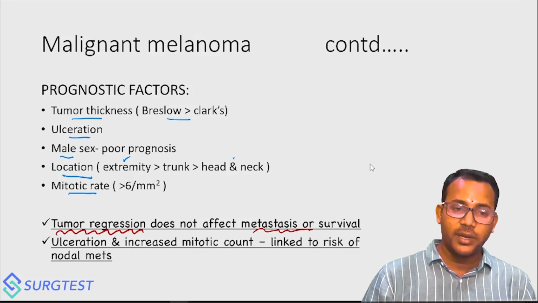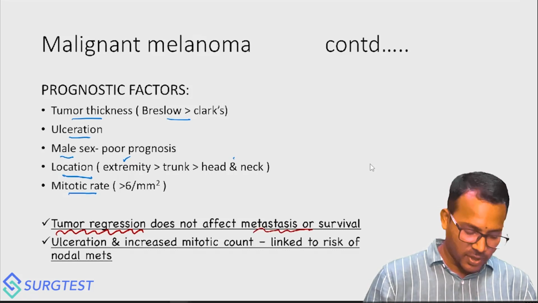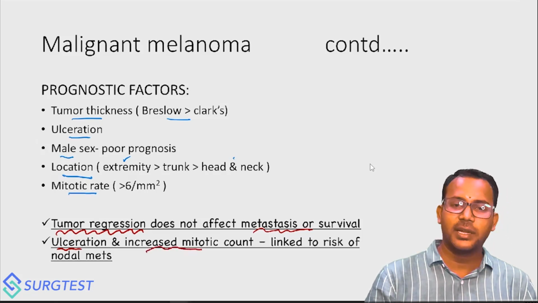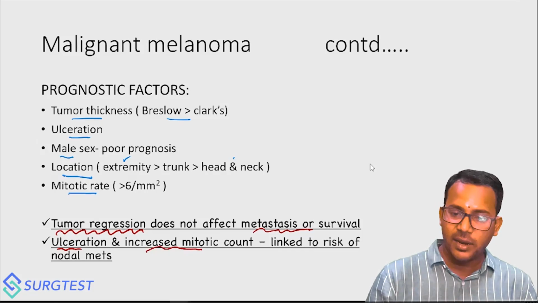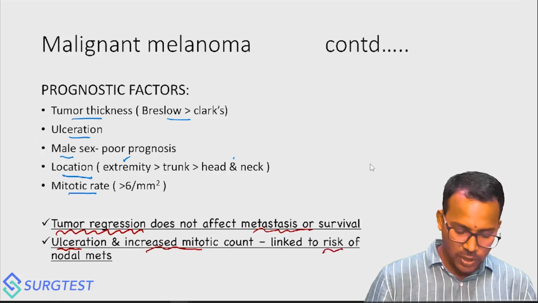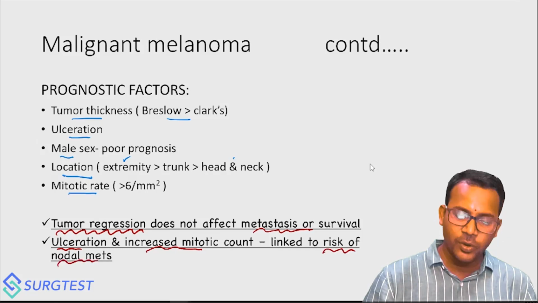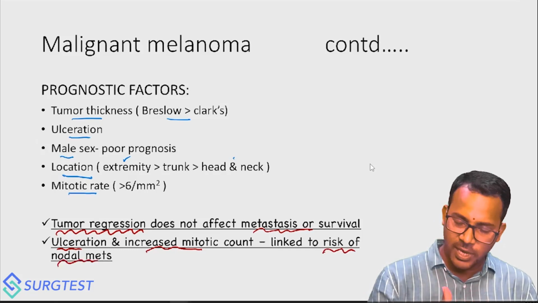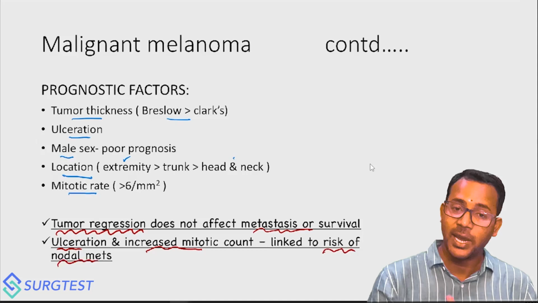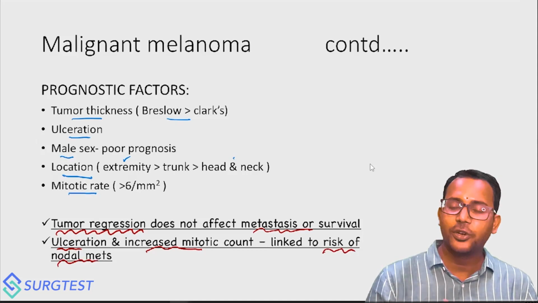Another important point to remember is regarding ulceration. Ulceration and increased mitotic rates are considered poor prognostic factors, and they are linked to the risk of nodal metastasis. So though they are poor prognostic factors by themselves, they also add on, because they are linked to the risk of nodal metastasis also.